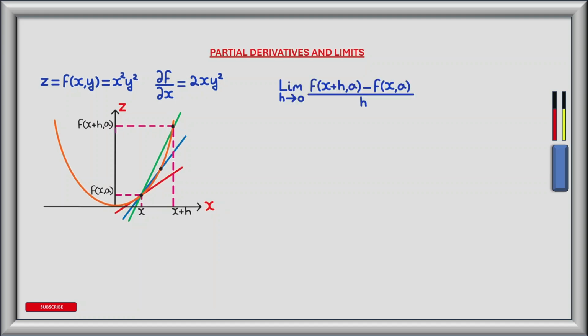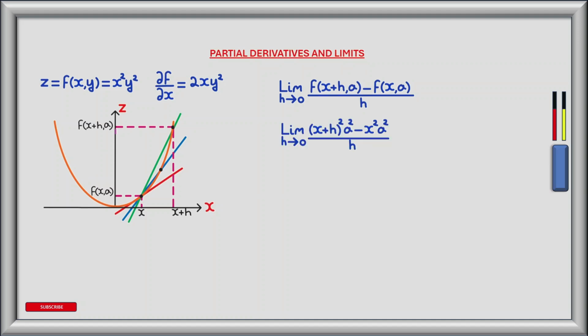So we can say that in the limit as h approaches 0, f of (x plus h, a) minus f of (x, a), which represents this distance here, divided by h, which represents this distance here, represents the partial derivative of the function ∂f/∂x when y is held constant at a point a. Let's now calculate the limit as h tends to 0 of the function using these values.